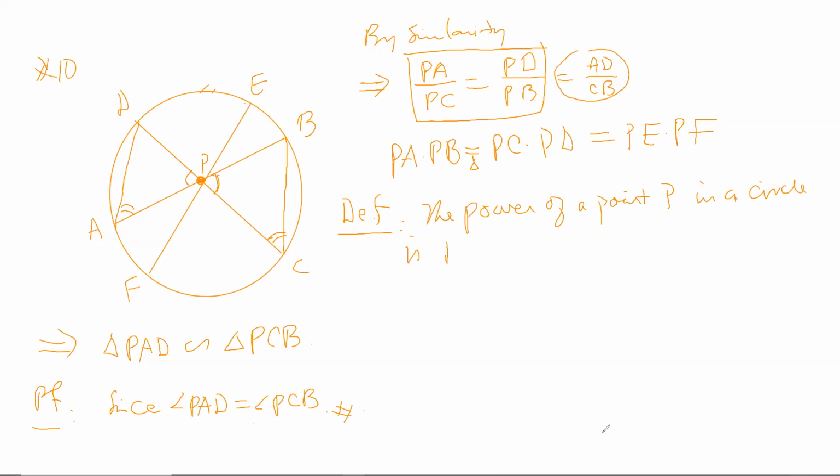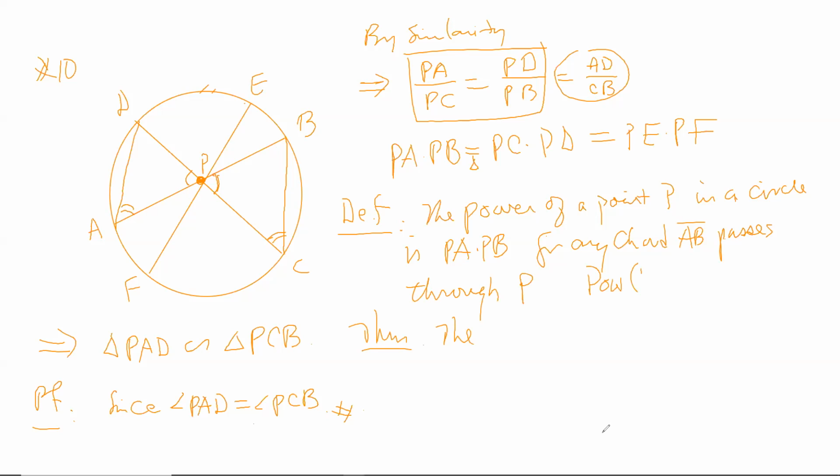The power of P is PA times PB for any chord AB that passes through the point P. That's because it doesn't depend on the chord chosen, right? You understand? And the theorem is the power of a point theorem. That is the power. So we denote this as the power of P.